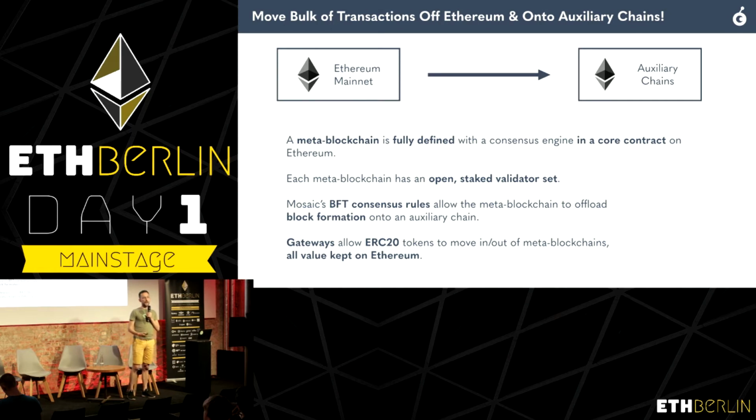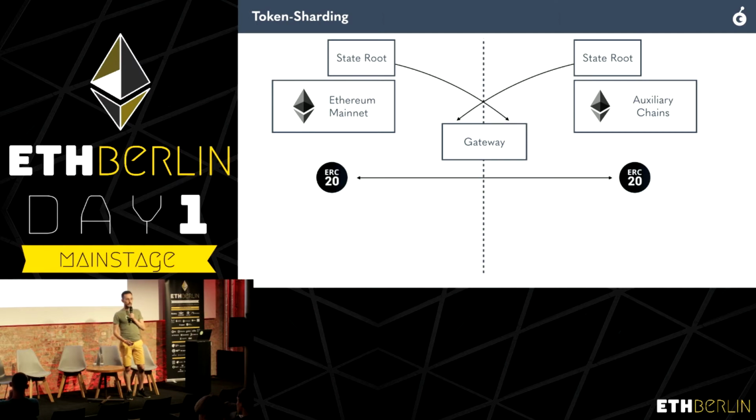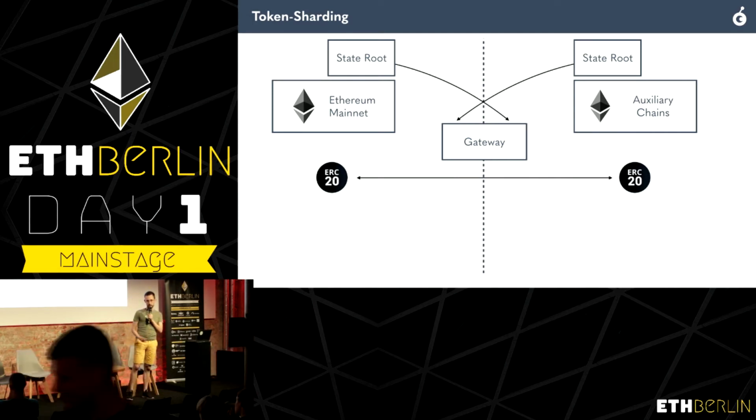And then very importantly, we have a gateway protocol that allows you to marry the probabilistic finalization of Ethereum proof of work with the economic finalization on the auxiliary system. And all value is always kept on Ethereum so that you can always recover. So that's what we call token sharding. It's an opt-in system where with ERC20 tokens, you can move some of your tokens into the auxiliary system and back out. And what the gateway protocol absorbs or consumes is the state root of the opposing system.